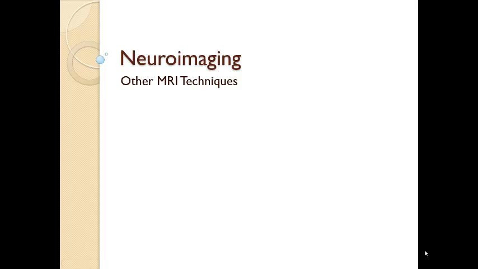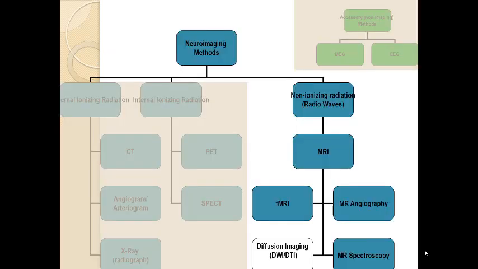fMRI is not the only interesting technique that has been developed for the MRI machine. There are several others that I would like to bring up. One of them is called diffusion imaging, or diffusion weighted or diffusion tensor imaging. The idea here is pretty simple.